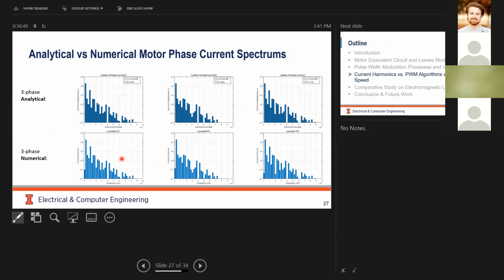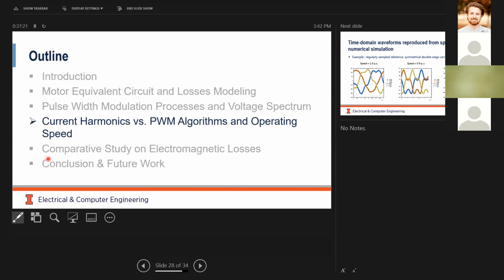Okay, so this one shows the analytical and the numerical motor phase current by solving the motor terminal voltage, or the inverter output voltage, divided by the motor equivalent circuit impedance. So the analytical and the numerical results match each other. Okay, so now we got the harmonics.